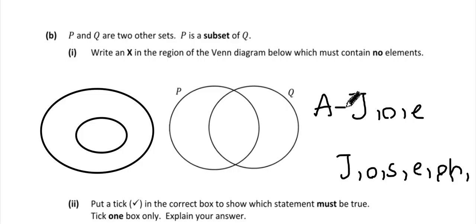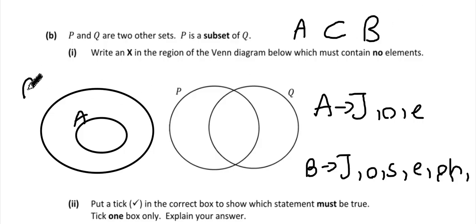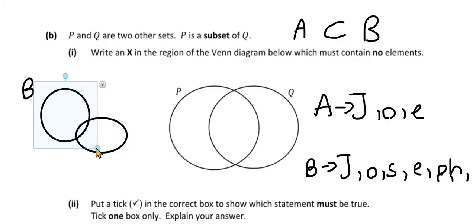If A is all the letters in Joe and B is all the letters in Joseph, I would then say that A is a subset of B, because everything in A is also in B. So I'd have J-O-E right here, and then on the outside I would have S, P, and H. Everybody got that? Now you could also write that diagram I just wrote in a Venn diagram way as well, like this.